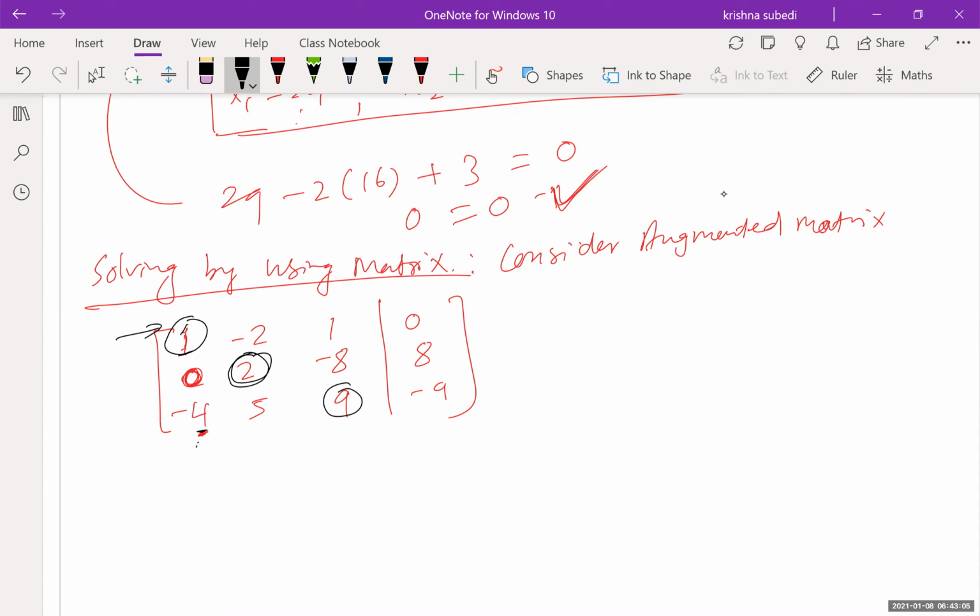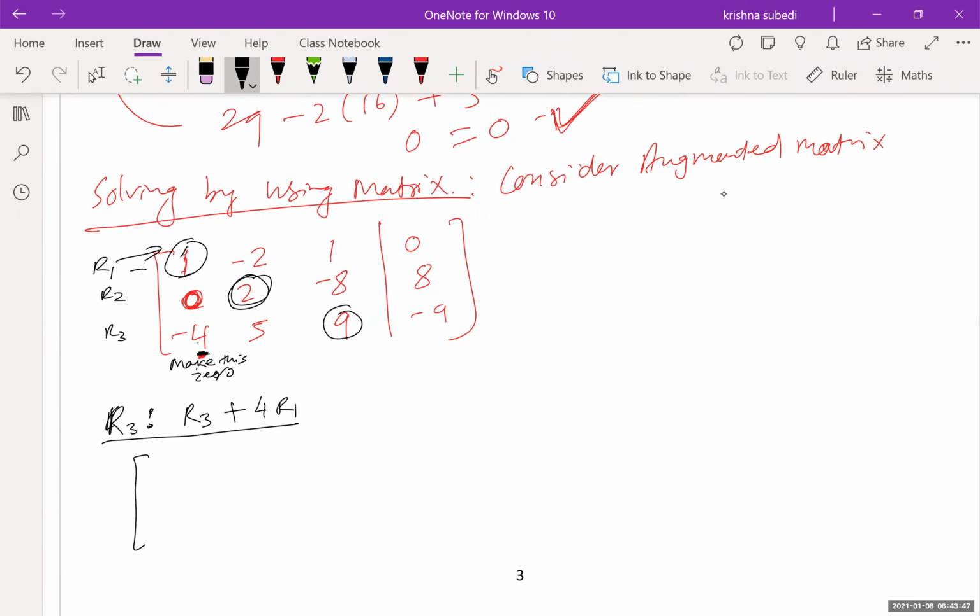row operation. So if I want to make this 0, what we need to do is, in R3, this is my R3, this is your row 1, row 2, row 3. In R3, what you want to do is R3 plus 4R1, because we want to make this 0. If I do that, see what happens.